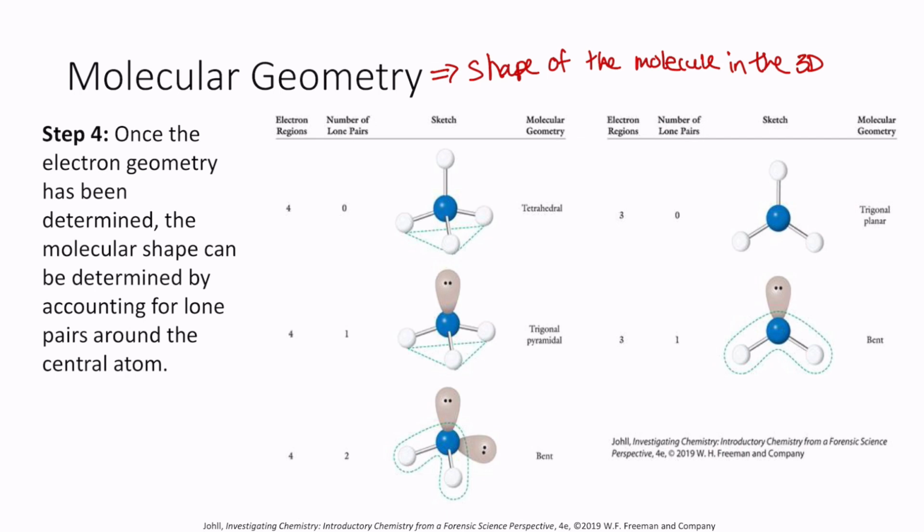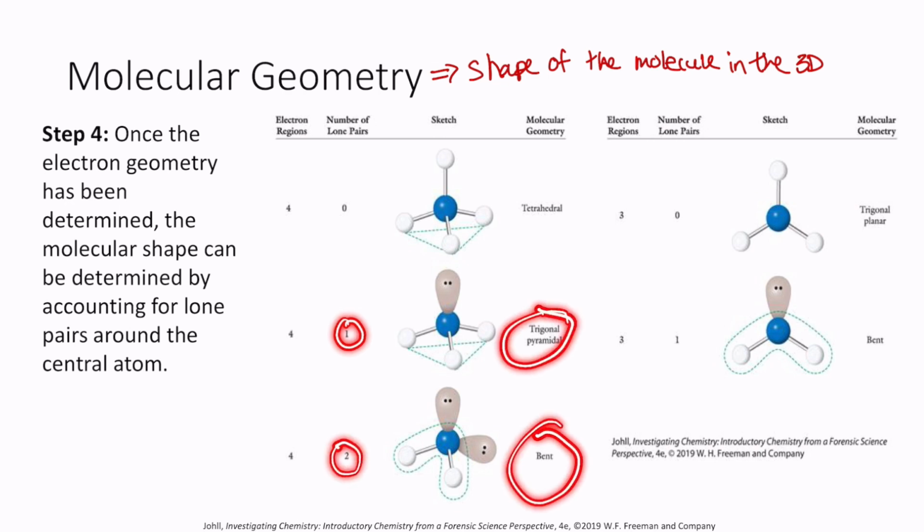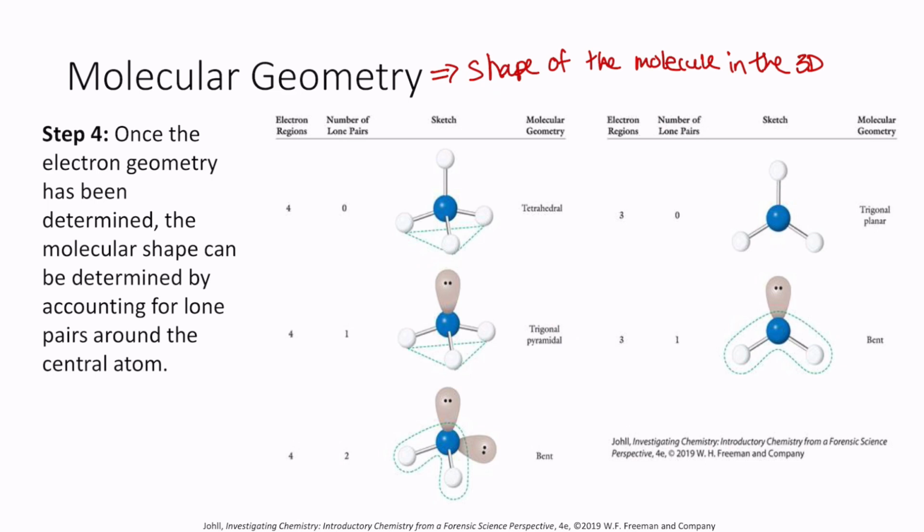And we do this by looking at the number of electron regions and then seeing how many of those regions are lone pairs. So if you have 4 bonded electron regions, meaning you have 4 atoms bonded to your central atom, then the shape is going to be the same as the electron geometry. If you start adding lone pairs, then the shape is going to be different. Again, you will be given this table on a quiz. You do not need to memorize it. However, you do need to know how to use it.